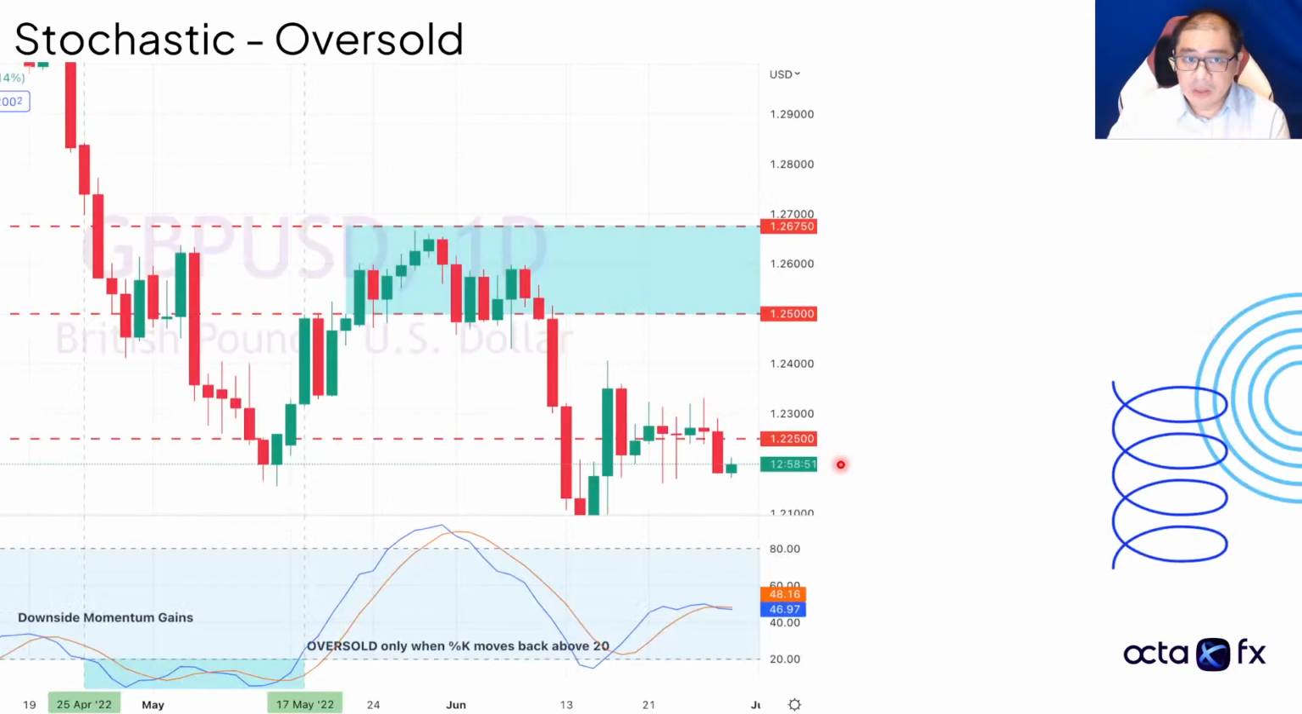Okay. So yeah, we talk about the oversold and overbought condition. Here's another one with a little bit of an explanation. If you want to, feel free to screenshot this.